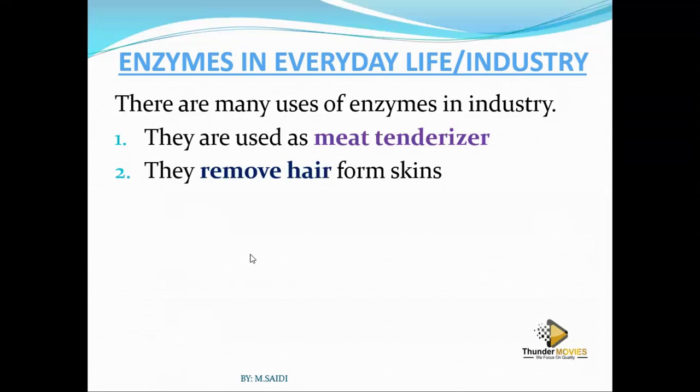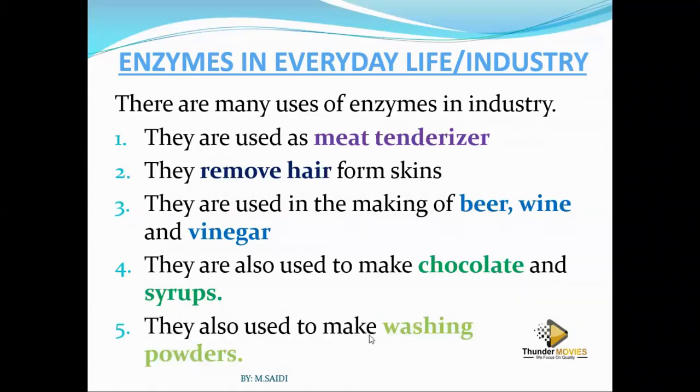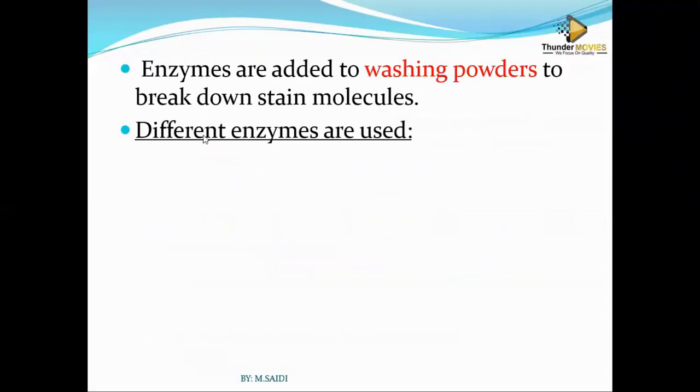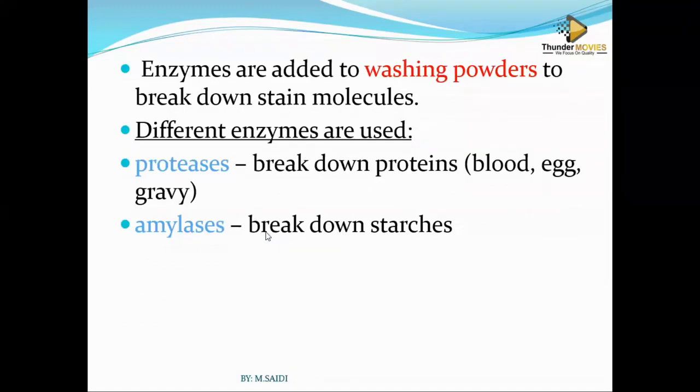Then another use is making chocolate and syrups. They're also used to make washing powder. Actually, it's the enzymes which remove the stains in the cloth. Yes, they are enzymes. They remove the what? The stains in the cloth. Different enzymes are used. For example, proteases can remove blood, eggs, and gravy. Then you have amylase. This one can remove starches. If the stain is a starch stain, then amylase will be used.